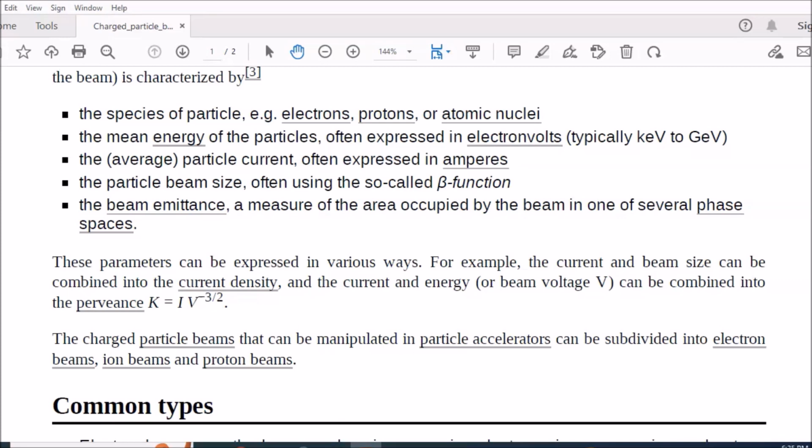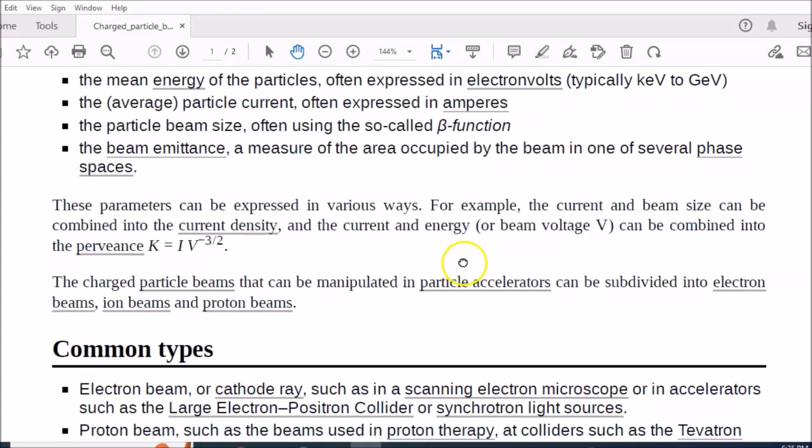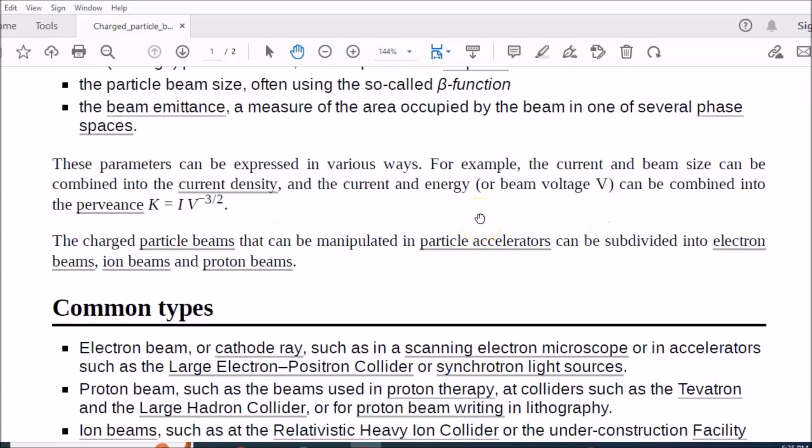These parameters can be expressed in various ways. For example, the current and beam size can be combined into the current density, and the current and energy or beam voltage V can be combined into the perveance, K equals I multiplied by V to the negative 3/2 power.